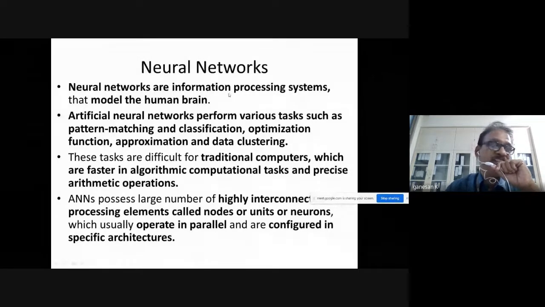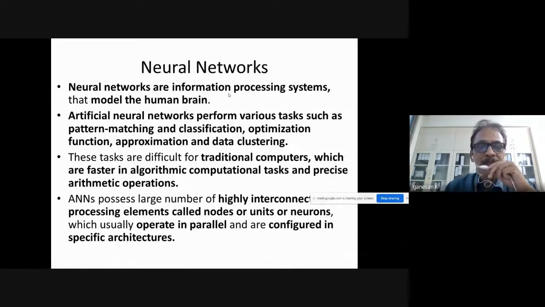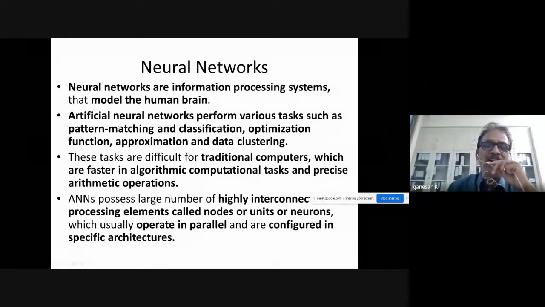From the word, you can understand that it is copying the behavior of a tiny computing system, which is copying the behavior of your human brain. And of course, the artificial neural networks are performing various tasks such as pattern matching, classification, optimization, approximation, and data clustering. You can even use it for prediction, right? We are going to use it for prediction purpose.